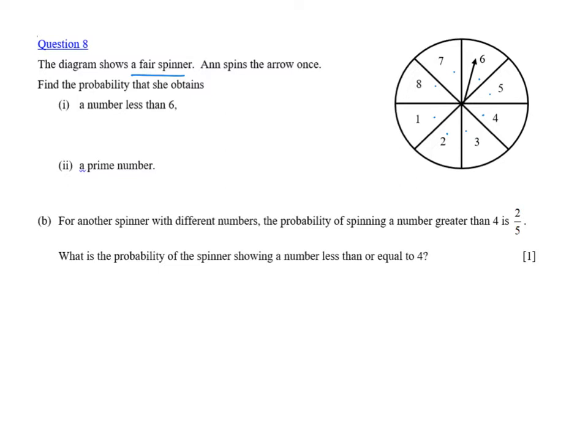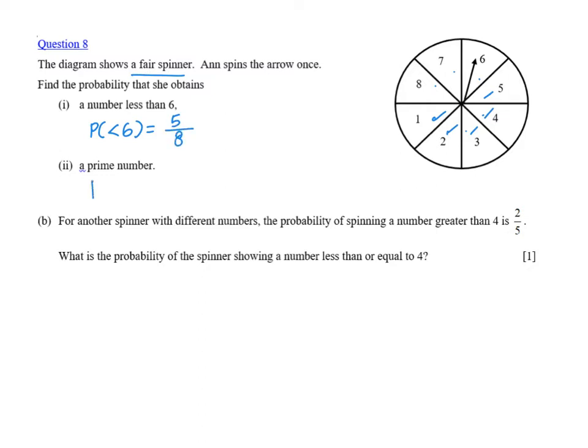Find the probability that she obtains a number less than 6. So probability of a number less than 6, there are cases of 1, 2, 3, 4, 5. 5 different cases. So it will be 5 out of a total of 8.